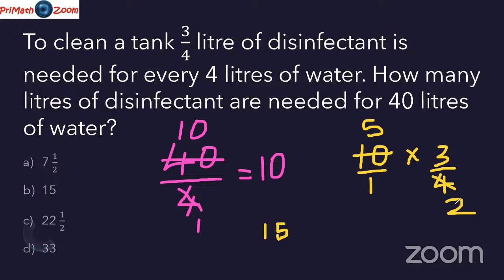5 times 3 is 15, and 2 times 1, that is 2. So from this here, we are now at 15 halves, or 15 divided by 2. Let me know, guys, if you're following me so far. So after this, we have 10 multiplied by 3/4. We have now ended up with 10 halves.